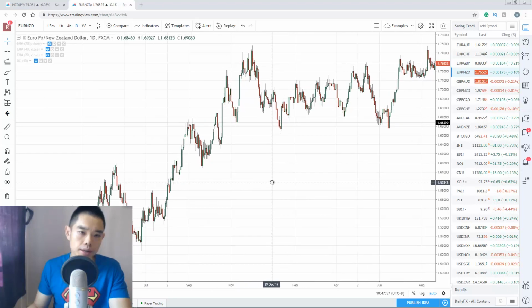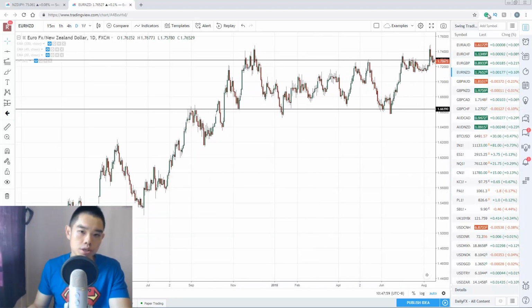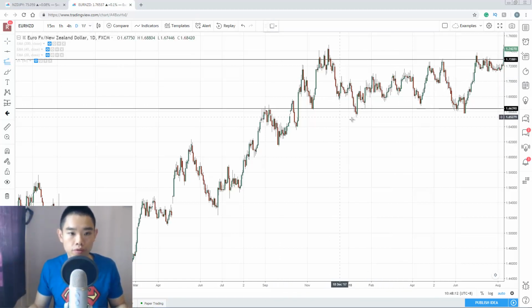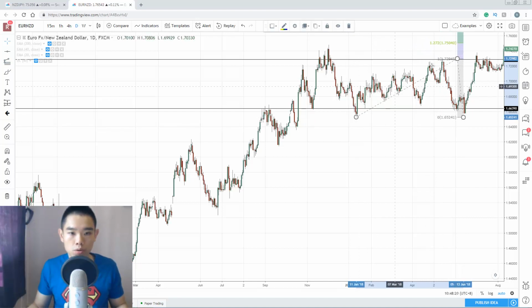So you can see over here, this Euro New Zealand, it's in a range again. So let's say, for example, you're a breakout trader and you want to trade the breakout of the range. How much further could price go? This is where the Fib extension tool can be useful as well. Again, same logic, just draw it from the swing low to the swing high and back to this swing low again.